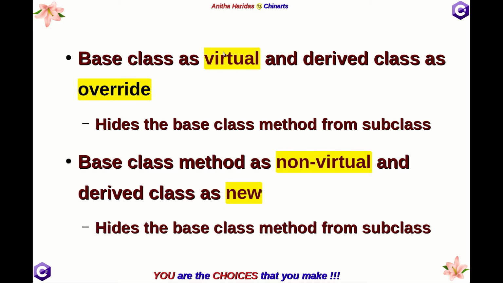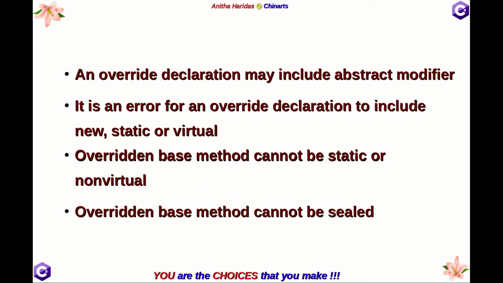What is the first one? Declare the base class method as virtual and the derived class method as override. Or declare the base class method as non-virtual. Non-virtual means a normal method without any virtual or override keyword, and in the derived class you can declare it as a new method using the new modifier. Now these are some of the features that we have to remember.